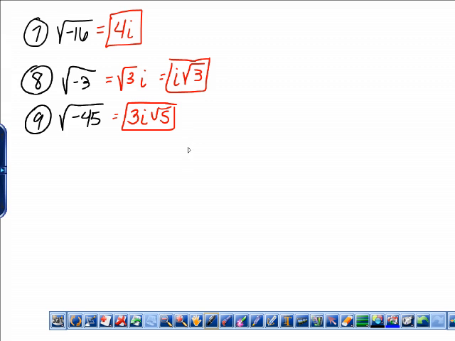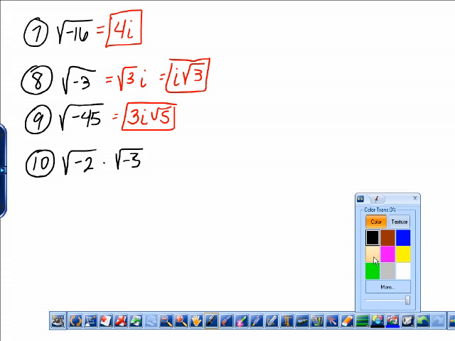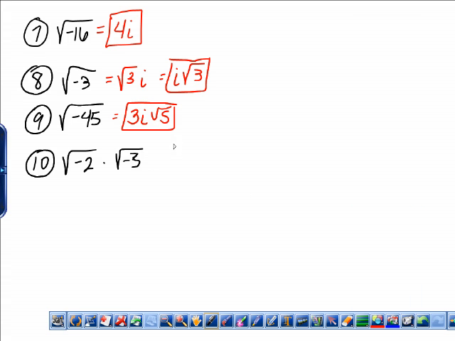Okay. Let's say we had the square root of negative 2 times the square root of negative 3. So you've got options here. You can go ahead and just multiply these two square roots, get the square root of negative 6, or sorry, the square root of 6. All right. This, though, this almost seems too good to be true.